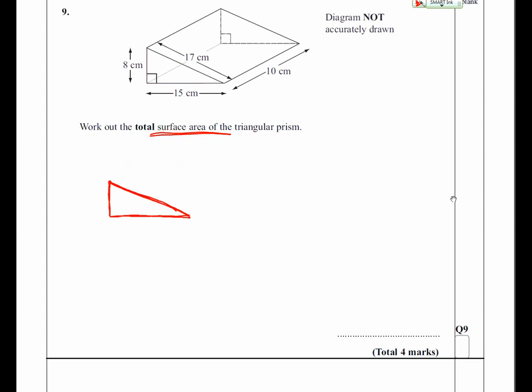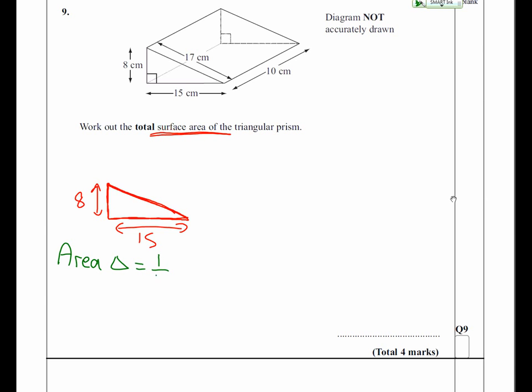So let's think about this triangle first. A triangle is 8 by 15. Formula for the area of a triangle equals a half times the base times the height. So you're going to do 15 times 8. You can do it on your calculator if you want. 15 times 8 is 120, and half it to get 60. Or you could have halved the 8 to get 4, times it by 15, get 60, same thing.